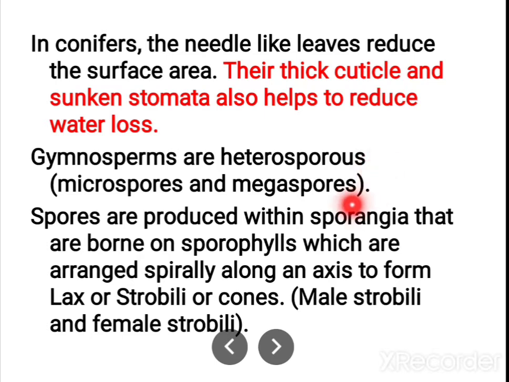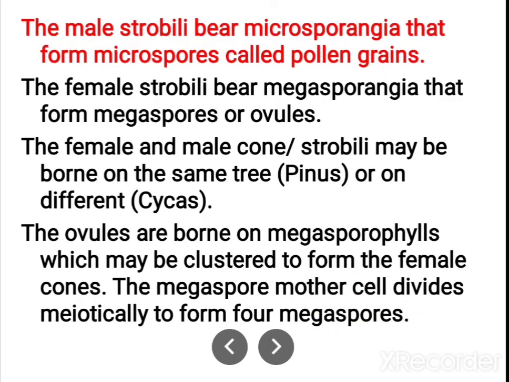Gymnosperms are heterosporous, meaning they produce microspores and megaspores. The spores are produced within sporangia, and the sporophylls are arranged in an axis to form cones, which you call strobili also. You can see in coniferous forests this type of cones. Male strobili and female strobili. The male strobilus is the male cone, and the female strobilus is the female cone.